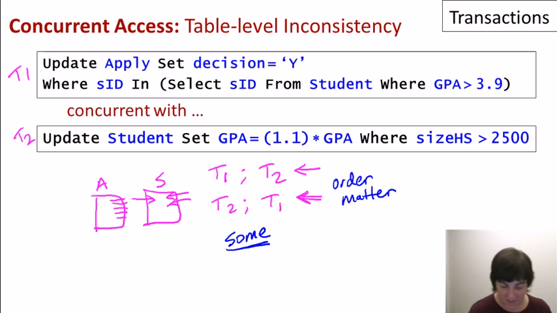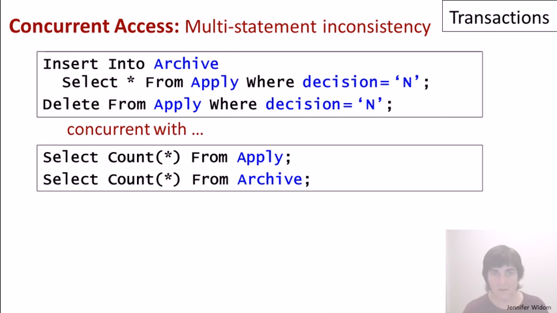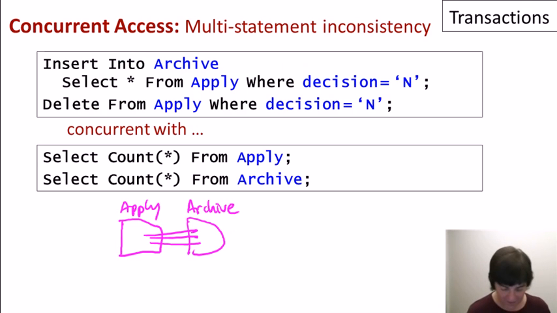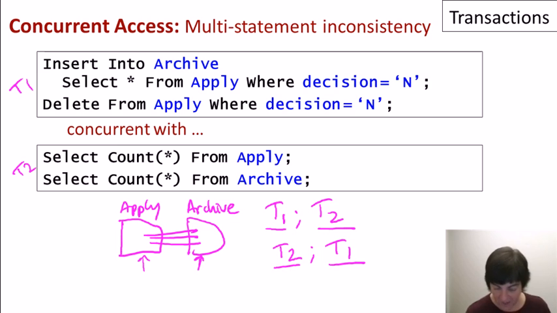So if it's important to get, say, T1 before T2, that would actually have to be coded as part of the application. And our last example was the case where we had the apply table and the archive table, and we were moving records from one table to another in one of our clients, and the other client was counting the tuples. And again, T1 and T2 are issued as transactions. The system guarantees that we'll either move all the tuples first and then count them, or we'll count the tuples and then move them. Now again, here's a case where the order makes a difference. But if we care specifically about the order, that would have to be coded as part of the application.